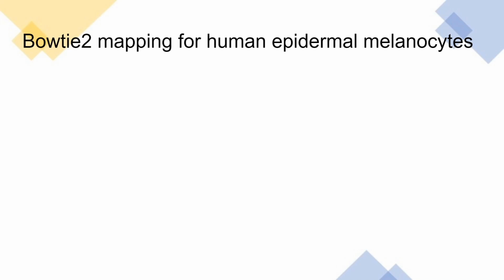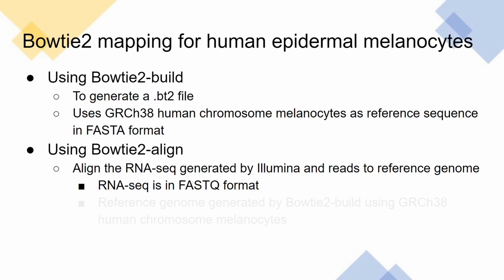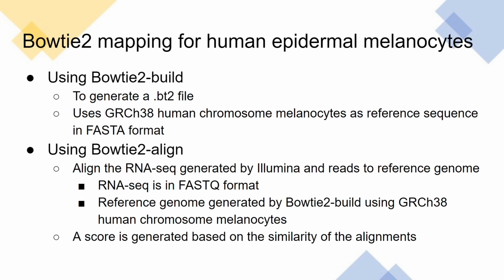In order to map a human epidermal melanocyte, a Bowtie2 build command is used to generate a .bt2 file by using GRCh38 human chromosome melanocyte as reference sequence. The Bowtie2 align command is then used to align the RNA sequence in FASTQ format generated by Illumina and read it to the reference genome generated by the Bowtie2 build using GRCh38 as reference sequence. A score is then generated based on the similarity.